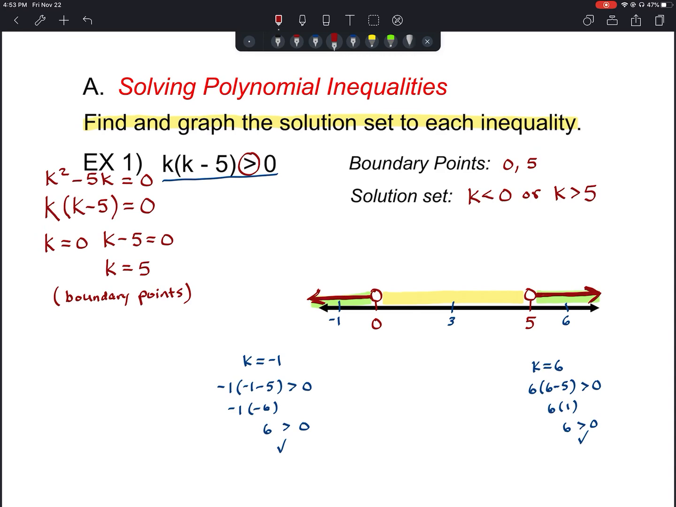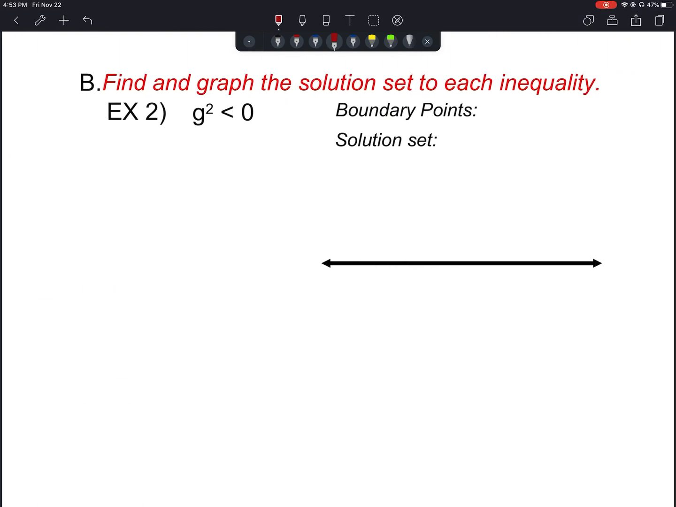Now, I'm going to show you in class a couple other ways that you can check and even solve these. But for right now, like I said, I'd like you to identify the boundary points, and then take values to check to see where the solution sets are. Let's move on to another one.